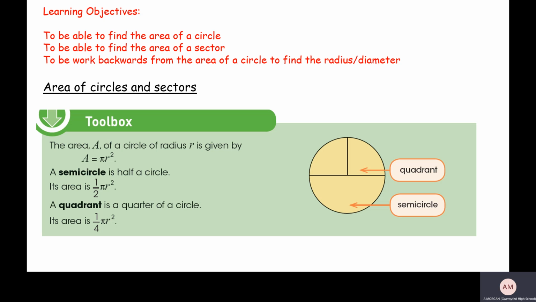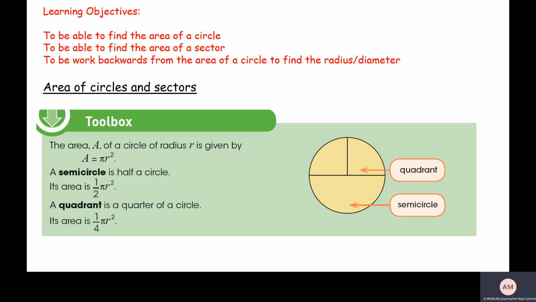We've got the formula for the area of a circle, which is pi times r squared. Pi is just a special number which connects the area of a circle to its radius. We don't need to know pi. We've got a button on the calculator that says pi, so we'll use that one.